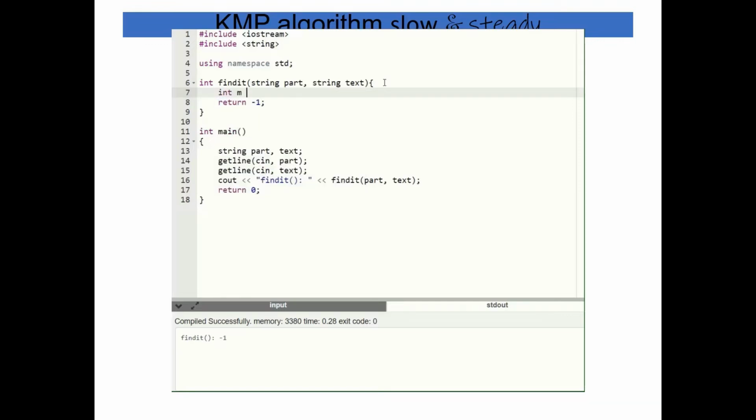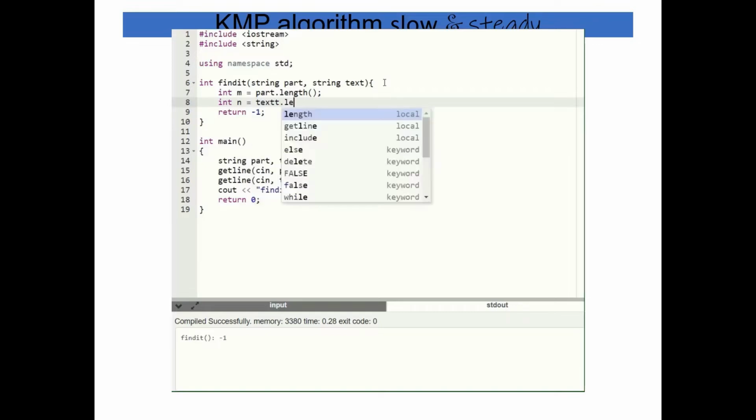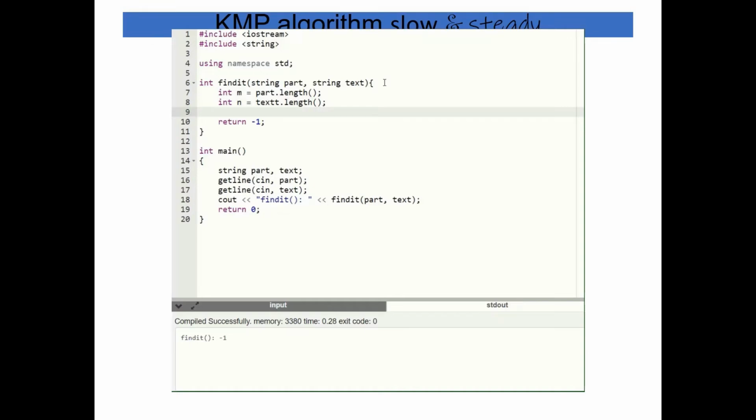Before I do anything, I get the lengths of part and text into two variables, m and n. This would help us assess the complexity of the function later, and also probably keep our function a little bit neater instead of using text.length in the body of the function.